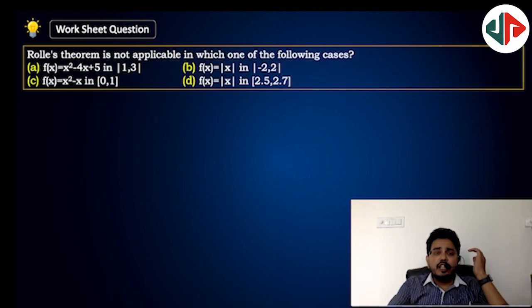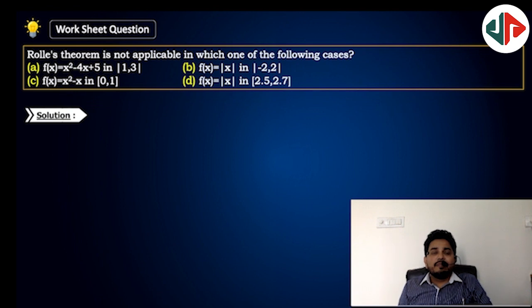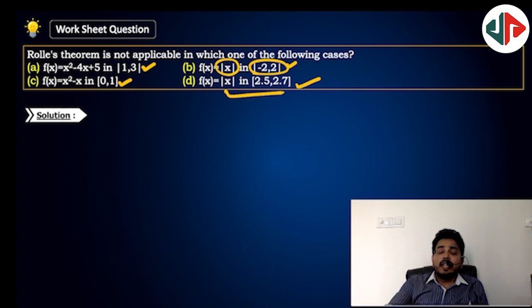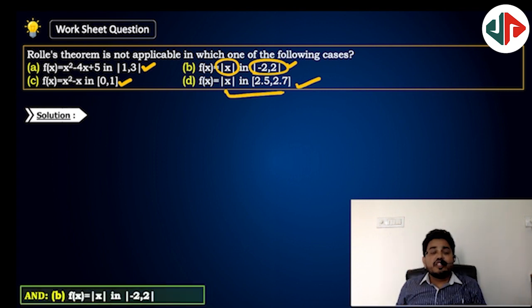Rolle's theorem is not applicable for which of the following? Clearly, mod x in the interval minus 2 to plus 2, because at x is equal to 0 the function is not differentiable. Here it is differentiable. Here it is differentiable. Polynomial functions are always continuous and differentiable. So the only function which is not differentiable is mod x. So the answer for this question is option B.